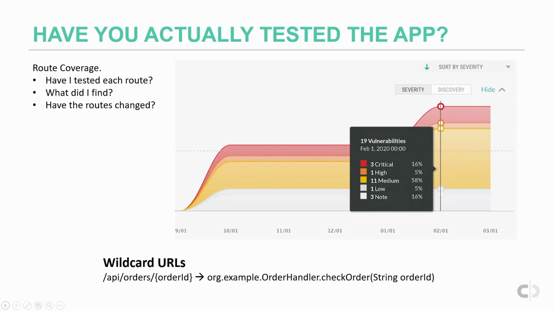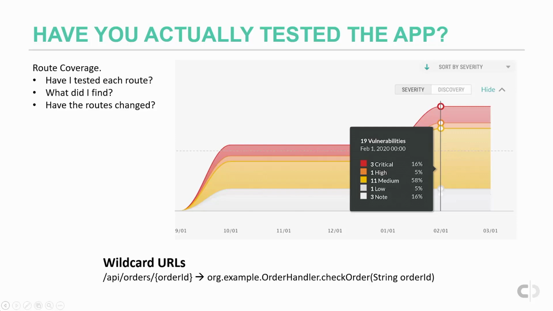Also, in the role of route coverage, I want to emphasize that a route is not specifically a URL, because a lot of application frameworks tend to have what are called wildcard URLs, where in this case I have API orders, and then there's going to be a number at the end of it that's just an order ID that passes into a single function called check order that accepts a string.